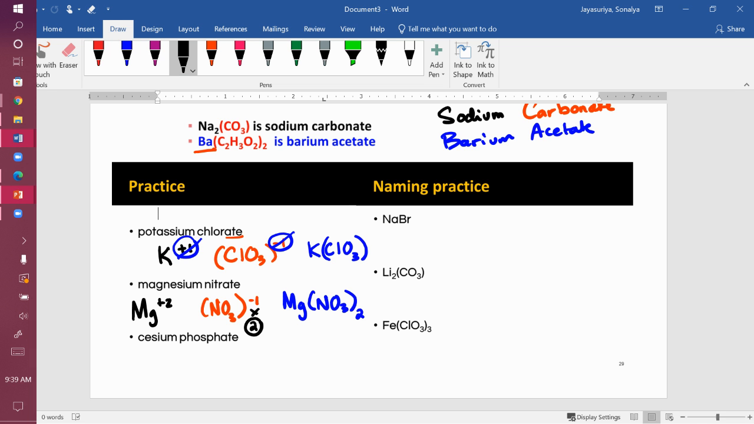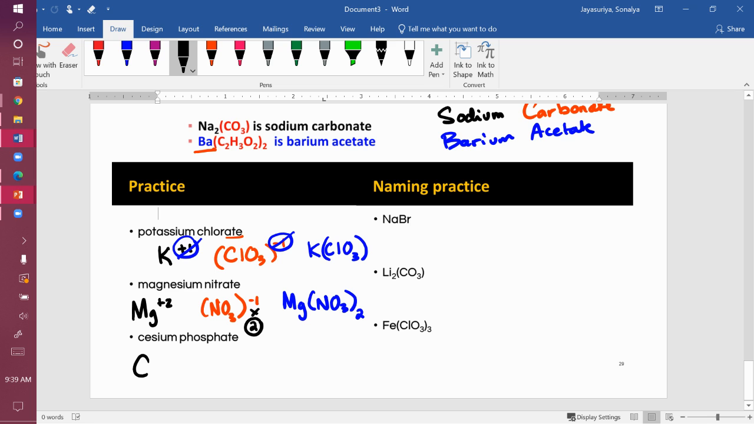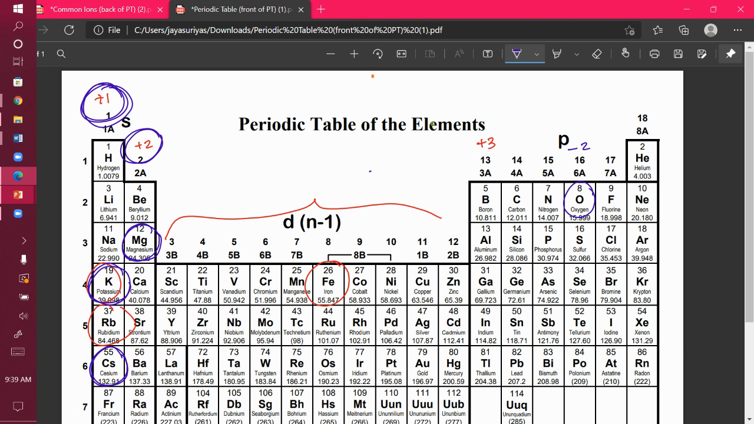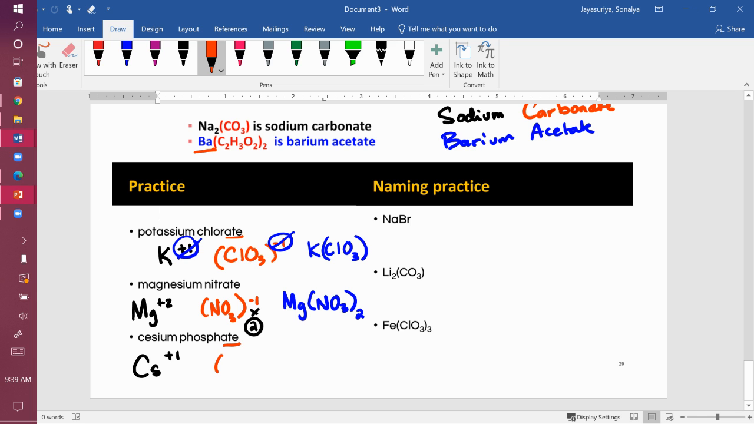The next one, cesium. I look at the front of my periodic table. I find cesium. Cesium is in group 1 with a +1 charge. So Cs +1. Okay. Phosphate, not phosphide, phosphate. Phosphate is a polyatomic anion. I know because it ends in ATE. I look at the back of my periodic table, I find phosphate. Here is phosphate, PO4 with a minus 3 charge. I write phosphate, PO4 with a minus 3 charge.